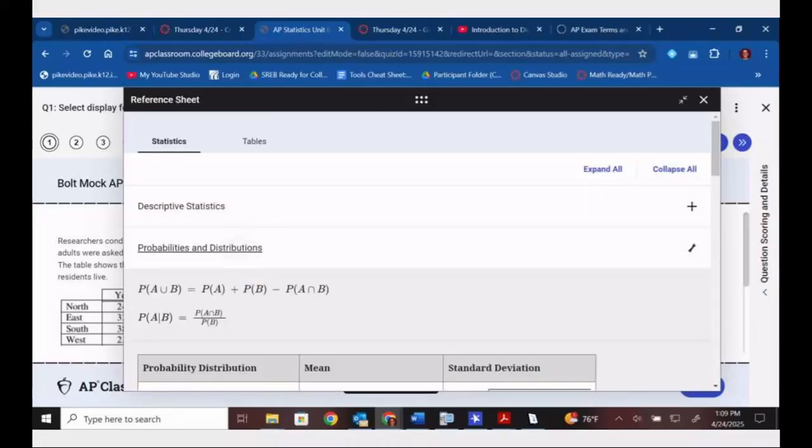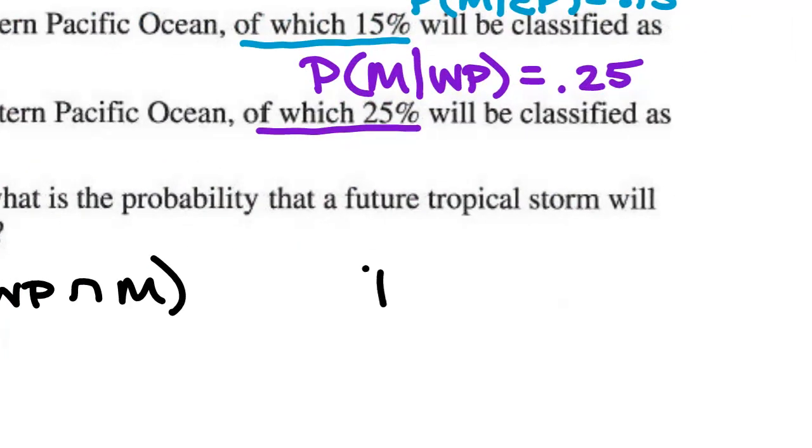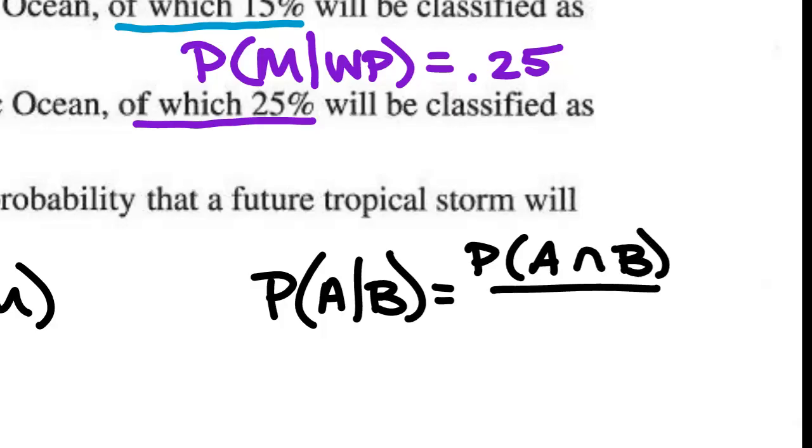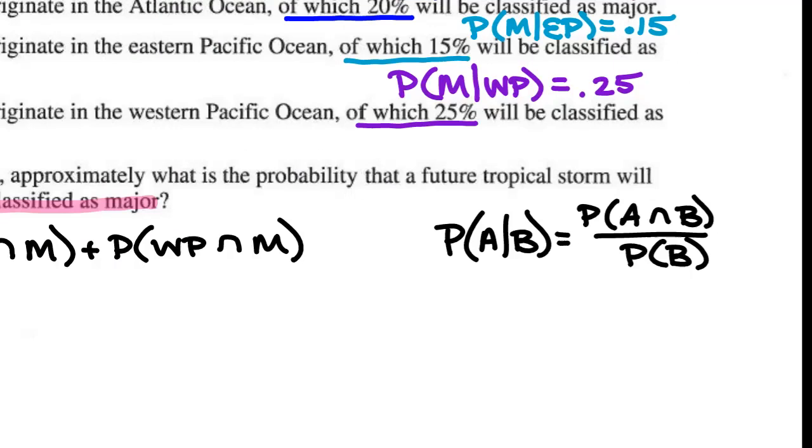We're looking at probabilities and distributions. This is that second rule. The probability of A given B is equal to the probability of A and B over the probability of B. That's what I'm going to use here. So the probability of A given B is equal to the probability of A and B over the probability of B. This is what we're wanting for both Eastern Pacific and Western Pacific.